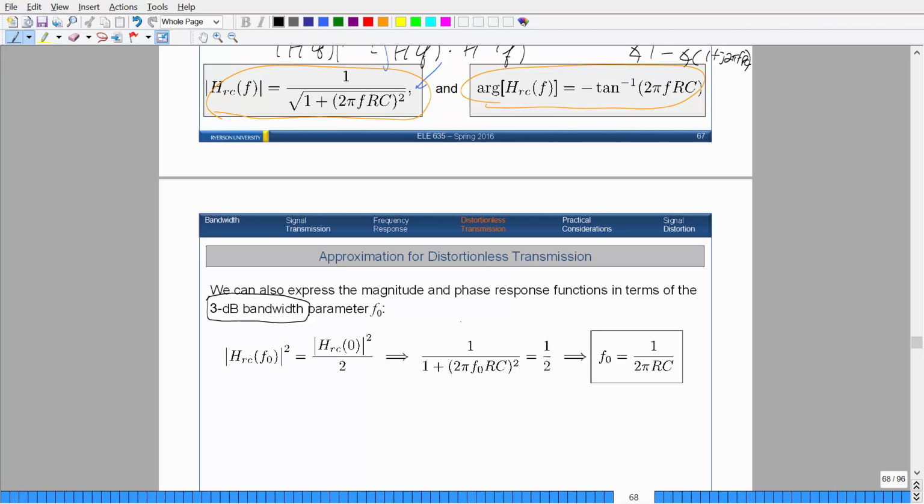Okay. So if the 3 dB bandwidth is defined as f0, what you want to do is make sure that the power, in this case, you just take the magnitude squared of the Fourier transform, that gives you your power. So this squared would be the power, I guess, so to speak.